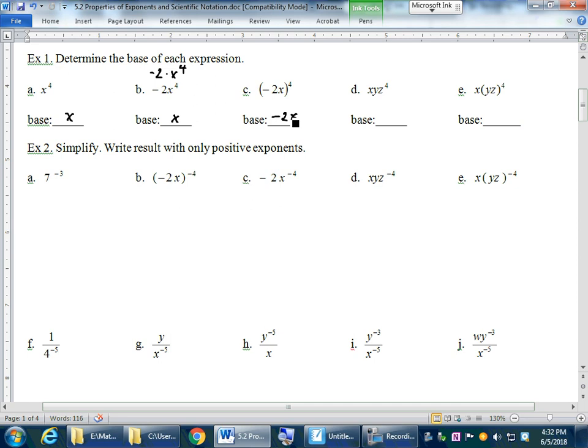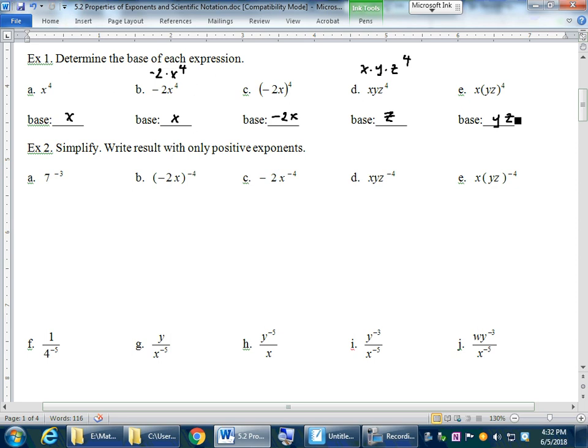So in example D, my base will be just z, because I can look at it as x times y times z to the 4th power. And in example E, my base will be yz, because it's inside the parentheses.